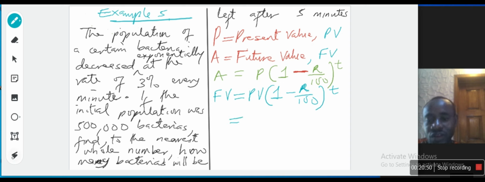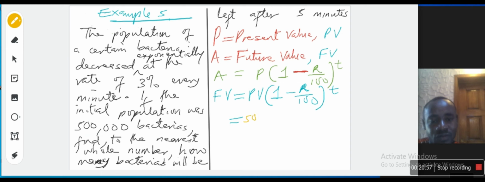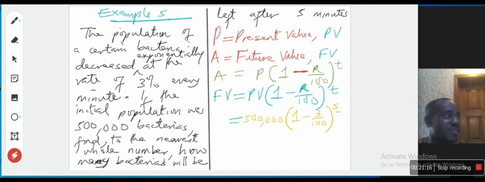What was the present value? 500,000 bacteria. Please put in those values quickly. 500,000 bacteria. Open a bracket. 1 minus the rate, which is 3 over 100, raised to power. The time is 5 minutes, because it says every minute. So the time can be 5 minutes. It's not about years. Can I have the answer?